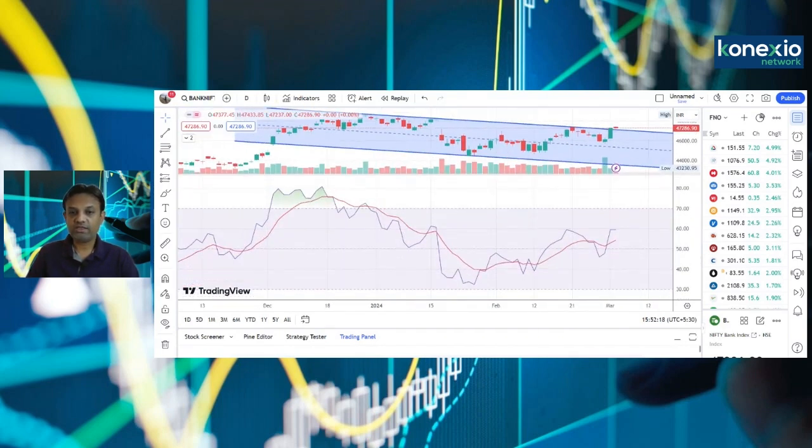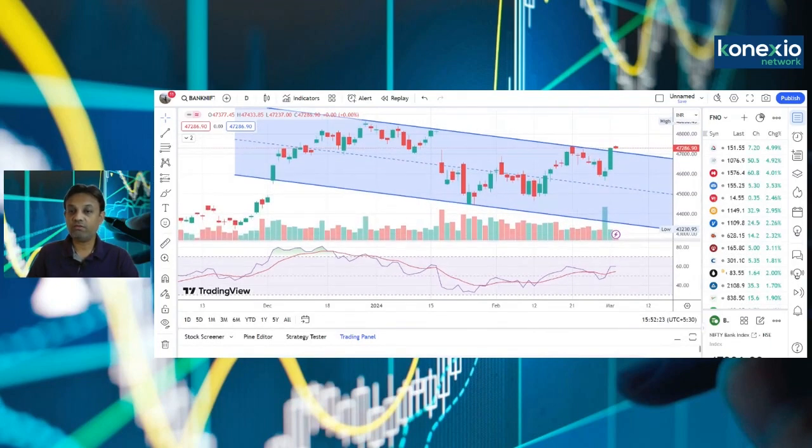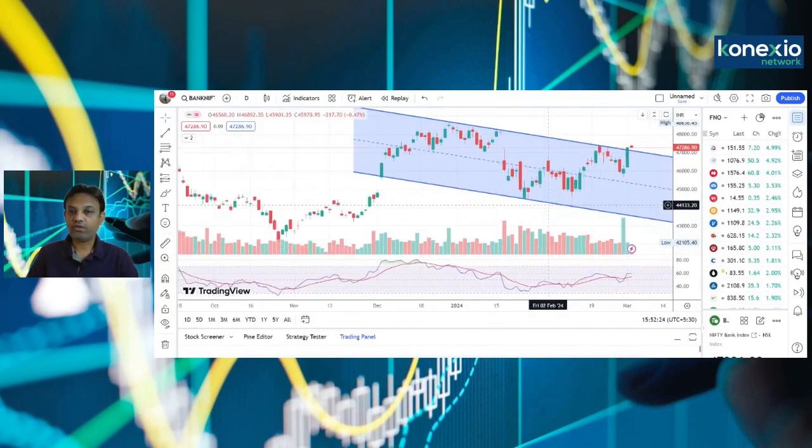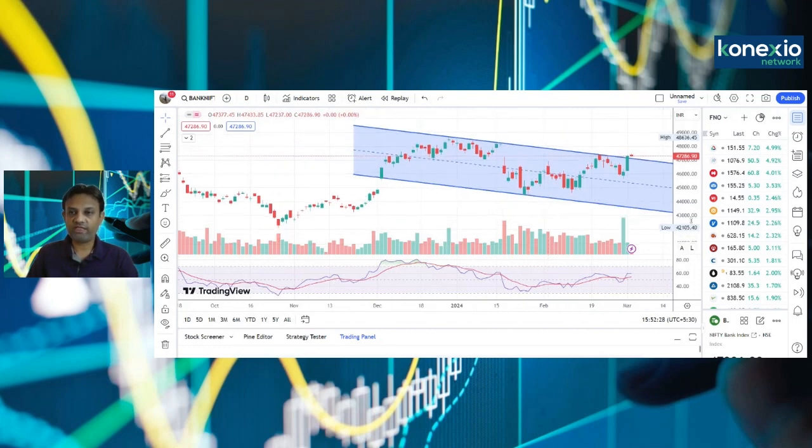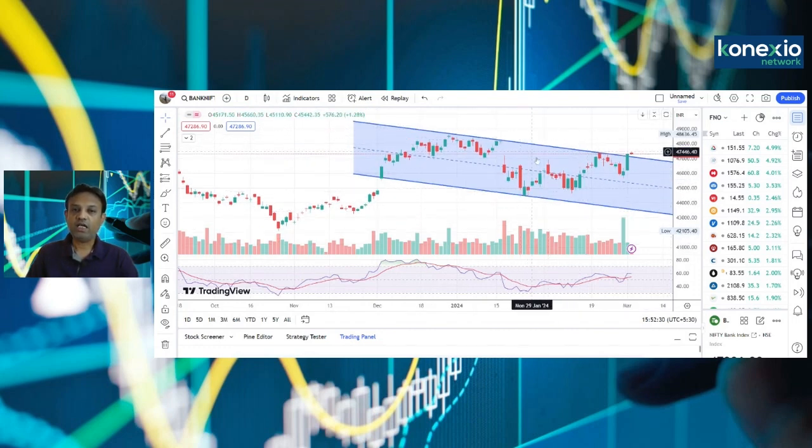Let me stretch the RSI. You can see RSI is also giving positive signals from the comfortable zone. So definitely Bank Nifty is quite positive at this juncture, and it has potential to test the levels of maybe 48,500 to 49,000 in the coming trading sessions. So maybe in 8 to 10 trading sessions, we might see Bank Nifty testing those higher levels.